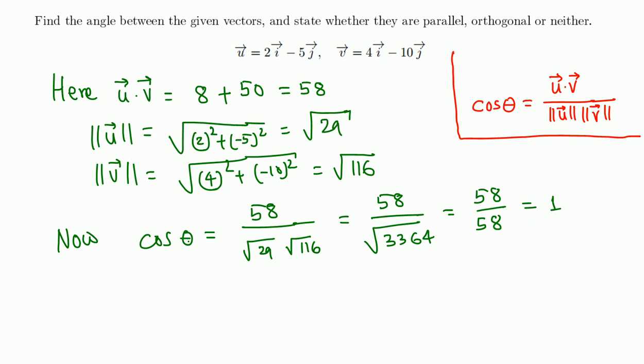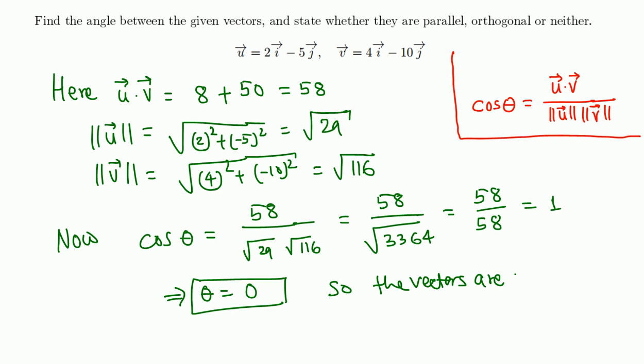So cosine theta equals 1, that implies theta equals 0, because cosine of 0 is 1. So the angle between these two vectors is 0 radians or 0 degrees. We just write 0. That means these two vectors are parallel.